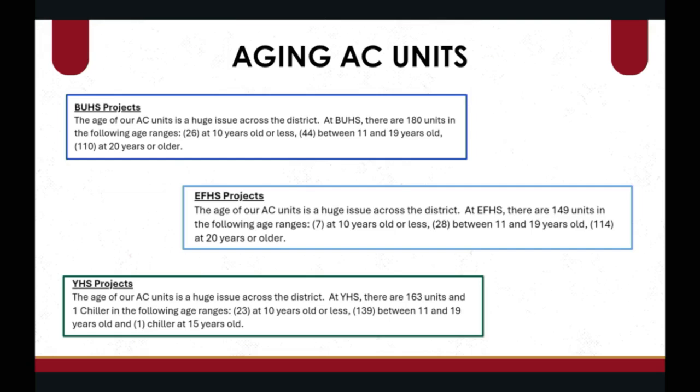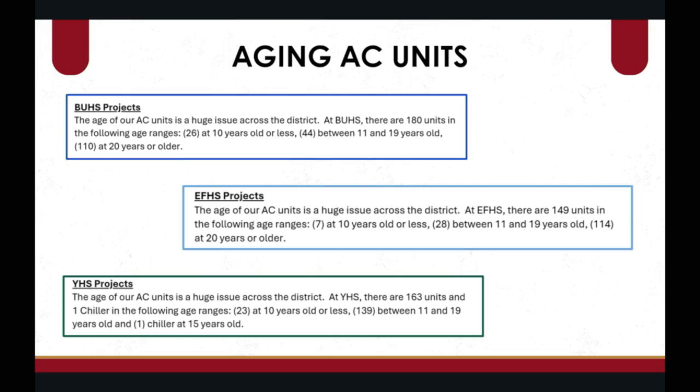So just a little bit more on our aging air conditioning units. At Buckeye, we have 180 units in the following ranges: 26 are 10 years old or less, 44 are between 11 and 19, and 110 are 20 years or older. If you look at Estrella Foothills, 149 units, there's 7 at 10 years old or less, 28 between 11 and 19, and 114 that are 20 years or older.